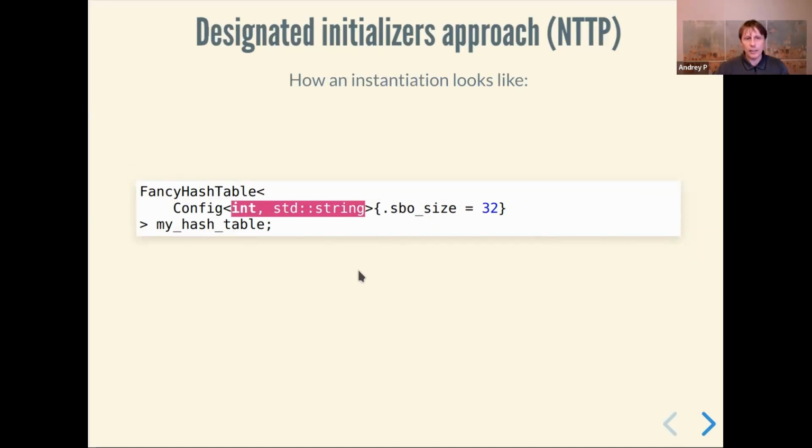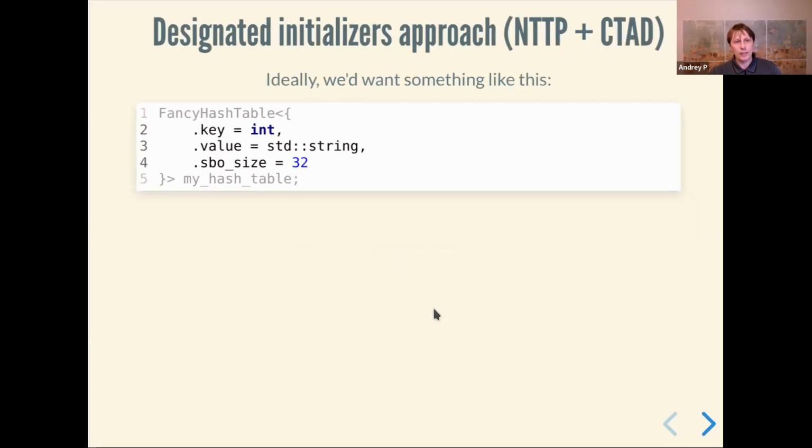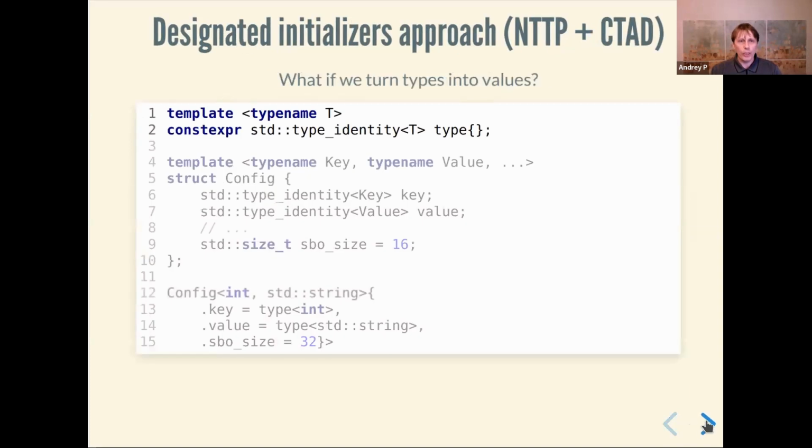and this is not ideal because, especially if we specify more than one, we don't know which one means what. So what would this ideally look like? Ideally we want something like we do for the regular function arguments, right? We want to just say key equals int and value equals string. Well, what if we turn types into values? We already have a facility for that, which is called type identity. So we'll just define a variable that takes a type and then pass this value to our config.